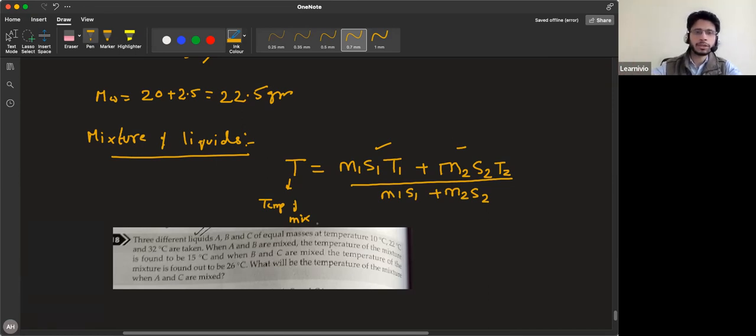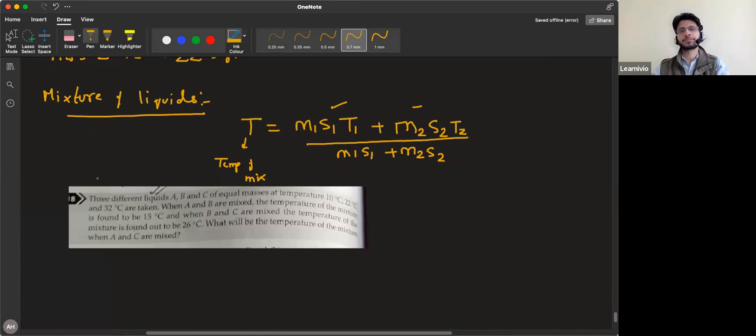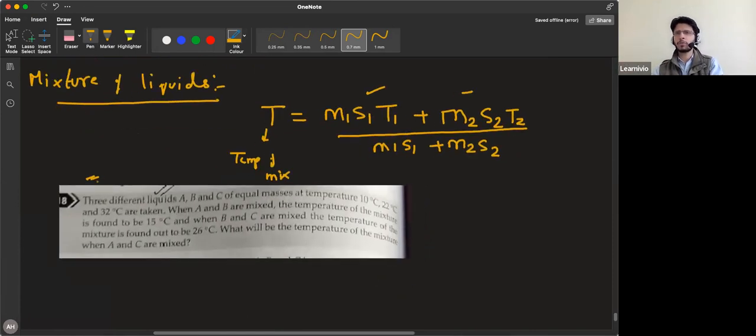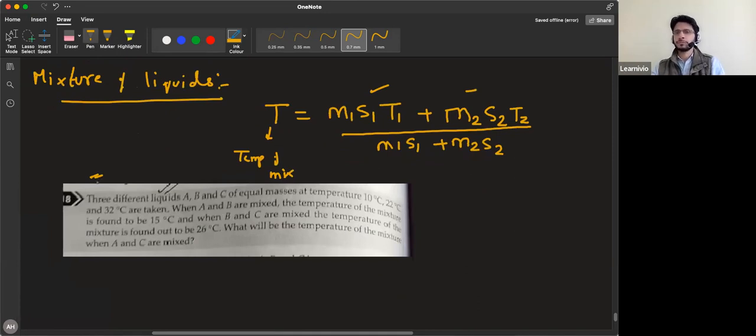Now solve this question and tell me what is the answer. A similar question was there in the 2020 JEE exam, if I am not wrong. You can solve this question using the principle of calorimetry also, heat gain equal to heat loss, but that will be very, very lengthy. So if you use this formula, it will save you time. You have 3 minutes for it.